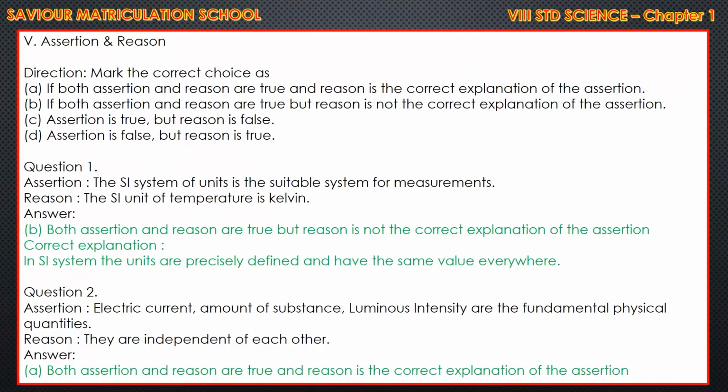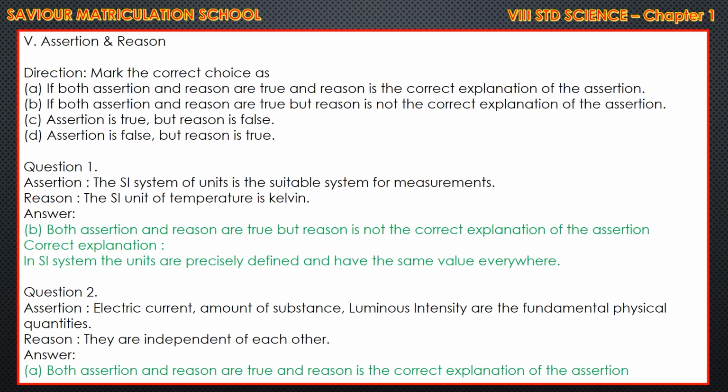Now consider the statement given below and choose the correct options. The choices are given here. First one is both assertion and reason are true and reason is the correct explanation of the assertion. In the book on page number 10, the answers are given down, in the column of A, B, C, D. Only thing you have to do is read the question and find out which answer is suitable for that, either A or B or C or D. That answer you have to write down.